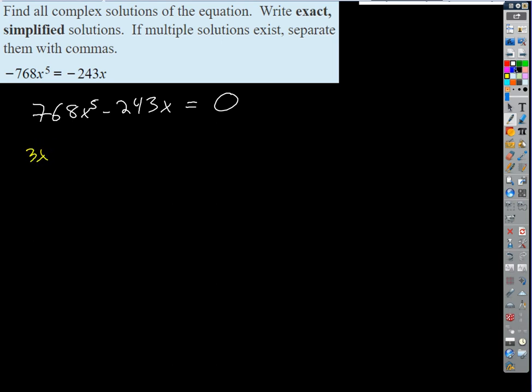So we got 3x. If we divide that away from each term, what's left behind? 259. Is that right? Boy, that's bad. That can't be right. What is that? 256. x to the fourth minus 81. Okay? So now what?